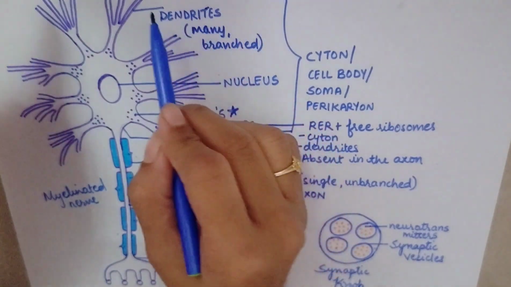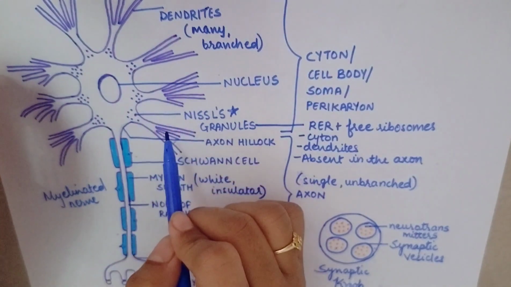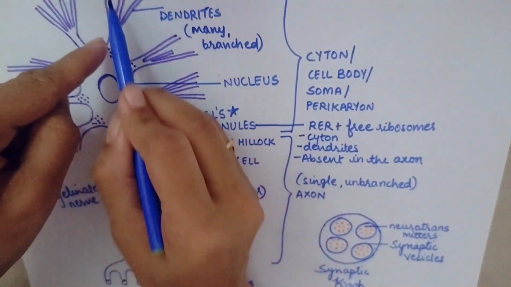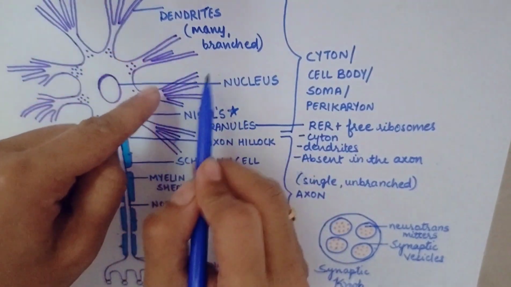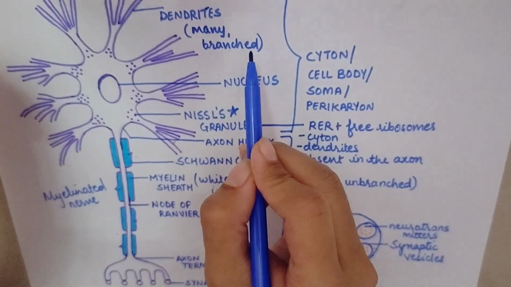Now dendrites, as you can see in this structure, are many. There are many dendrites present, okay, and they are branched. You can see all the dendrites are further branched. So dendrites are many and they are branched.